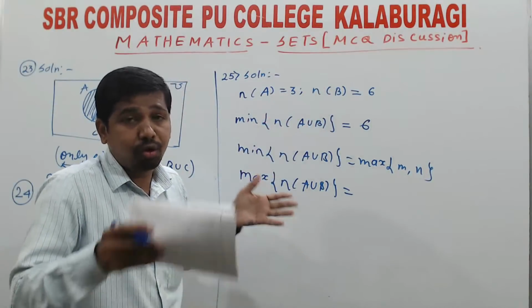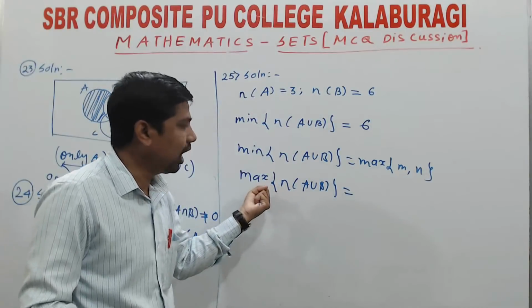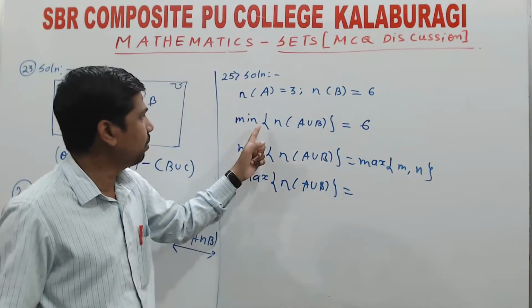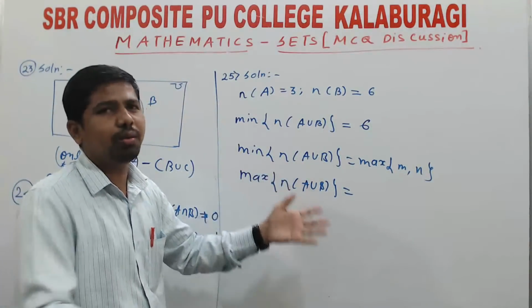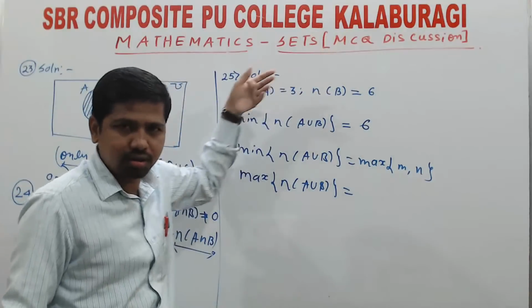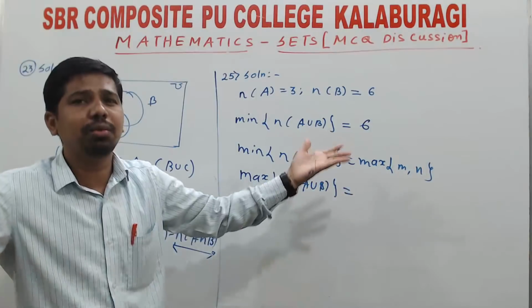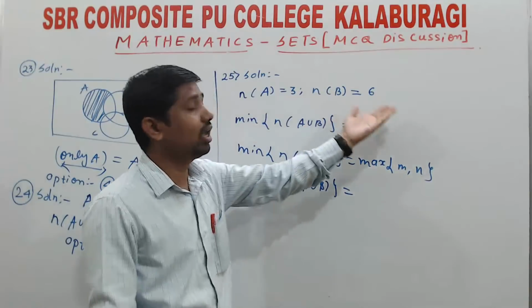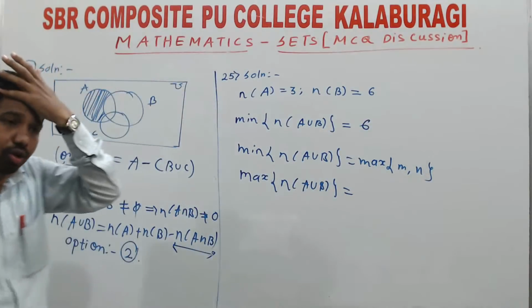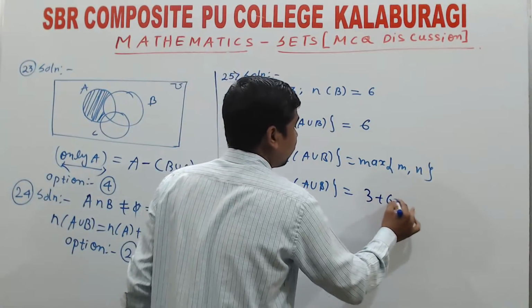But we want minimum common. 2 I can take, 1 I can take, and 0 I can take. If I take 0 as minimum common, I will get the maximum output in A union B. This was the minimum output in A union B. So I want the maximum output, which means I should take minimum common. If all are different, these 3 elements and these 6 elements are different, I am getting the maximum elements in A union B. Can we get 10 elements? No. Maximum I can take 9 elements only, right? So the maximum number of elements in A union B will be 3 plus 6 equal to 9.